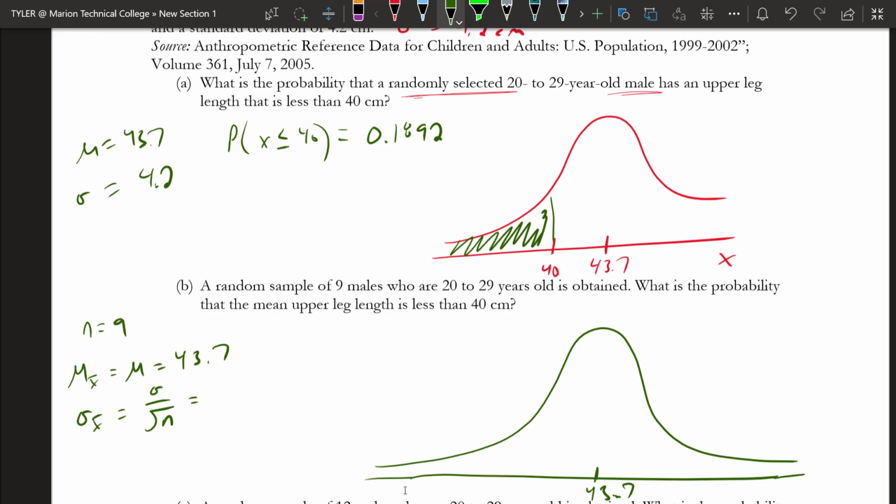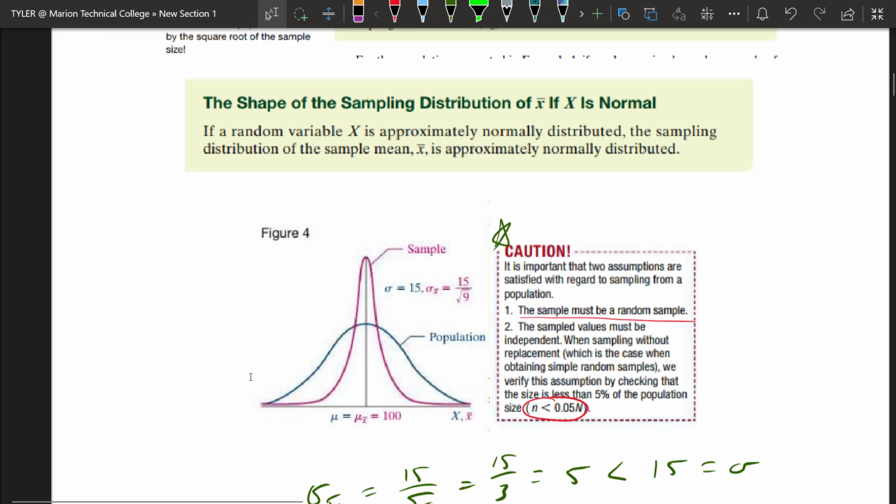So this would be 4.2 divided by the square root of 9, because our sample size is 9, which is equal to 4.2 divided by 3, which is equal to 1.4. So 1.4 is significantly smaller than 4.2. If we put those graphs over top of each other, the graph of part B would look more like this pink line. It's going to be taller, skinnier, with a lot less standard deviation, and the population is going to look like that.